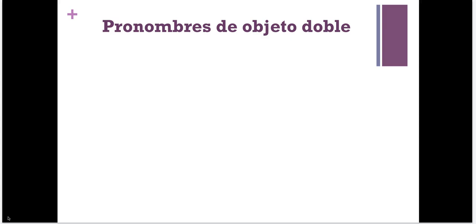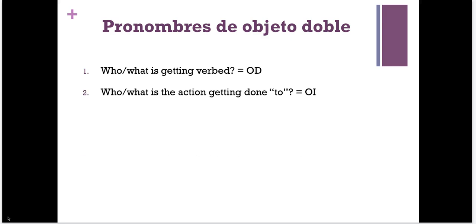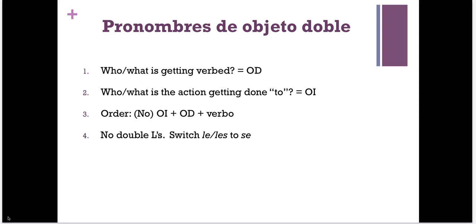So let's light into the new information, pronombres de objeto doble. I'm going to share with you my live and die list for double object pronouns. Step 1, who or what is getting verbed. That's the objeto directo. We already know this. Fantastic. Número 2, who or what is the action getting done to. That's the objeto indirecto. We already know that. So at this point, we just need to line them up. This is the order you put them in. The word no if the sentence is negative, then the objeto indirecto, then the objeto directo, and then the verb. And that's really all there is to it.